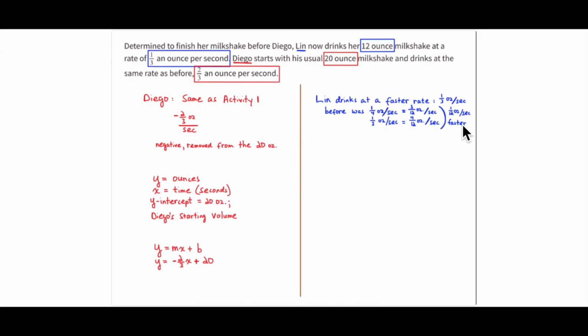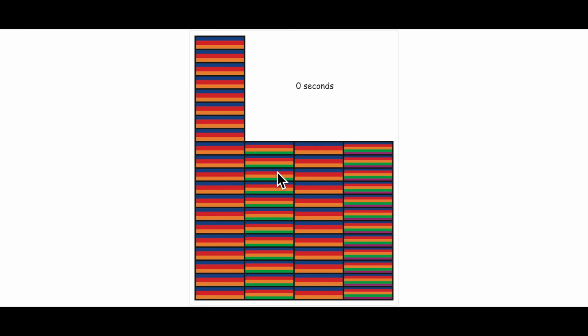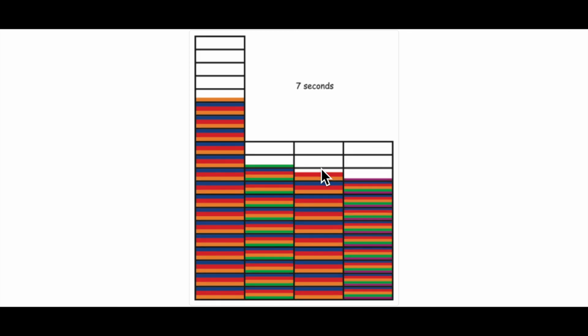Because what this means is in 12 seconds, Lynn will drink 1 ounce more at the faster rate. So here are the animations. This is 1/4 of an ounce per second, and this is 1/3 of an ounce per second. So if I go out 12 seconds, remember it's 1/12 of an ounce per second times 12 is going to be 1 ounce.